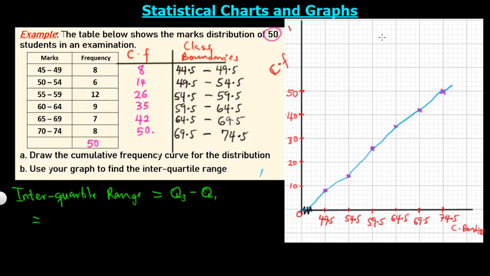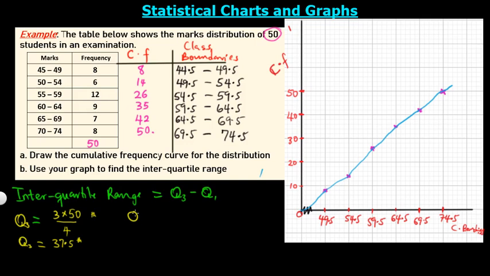Q3 means third quartile. So to do that is 3 multiplied by the total frequency, which is 50, divided by 4 position. So if we do this, our Q3 will be equals to 3 times 50, 150 divided by 4, you get 37.5 position. That's Q3.